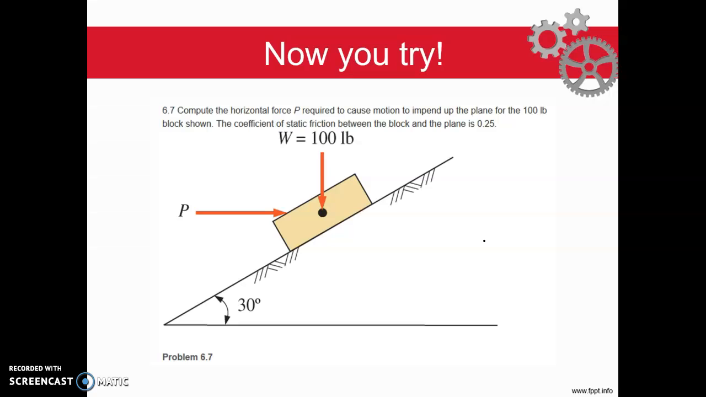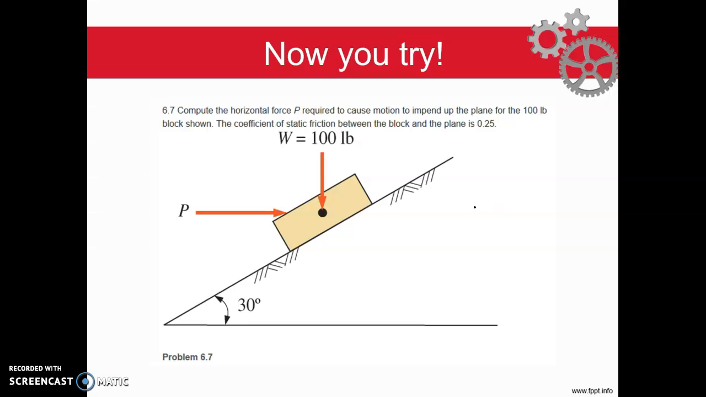Okay, let's solve this problem now. Let's try one more example. I think we can get this done before we run out of time. My timer's saying I'm at 7.5 minutes. So we have this box on a ramp at 30 degrees.